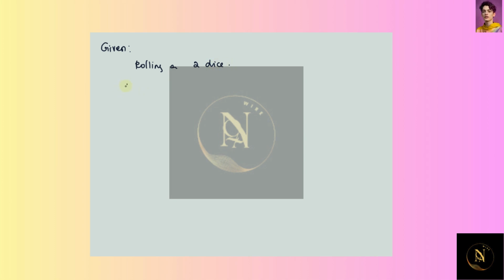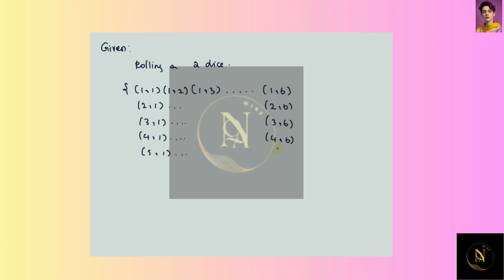Hello students, in the question they have given that rolling 2 dice, the outcomes are 1,1; 1,2; 1,3 up to 1,6; then 2,1 up to 2,6; 3,1 up to 3,6; then 4,1 up to 4,6; then 5,1 up to 5,6; and 6,1 up to 6,6. Now here the sample space is the sum of the two numbers that appear on the faces.